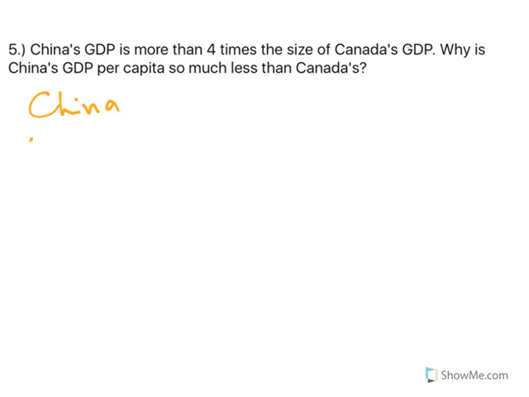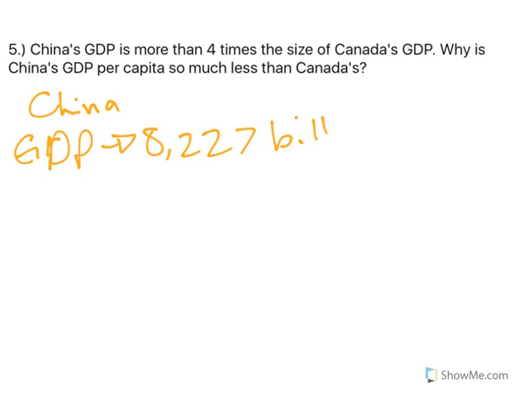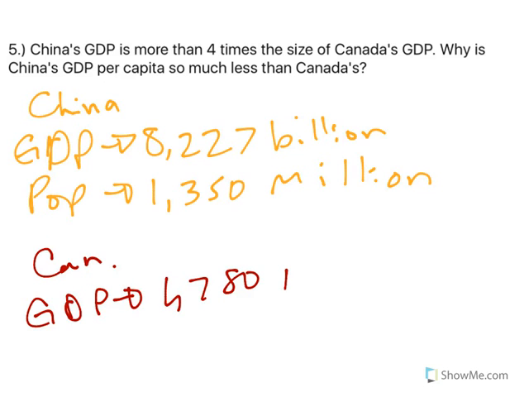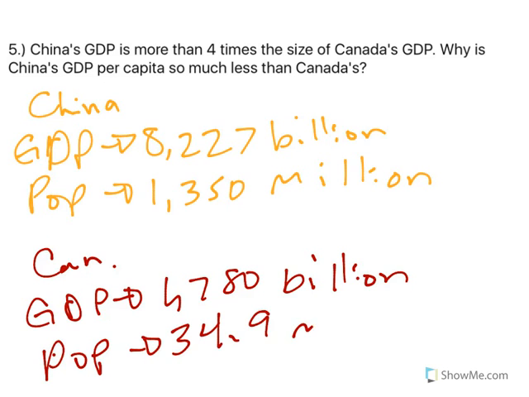If we look at China, their overall GDP is 8,227 billion, and their population is 1,350 million. Okay, then we talk about Canada. Canada has a GDP of 1,780 billion, so quite a bit smaller than China, but the population of Canada is only 34.9 million. So when you're talking about gross per capita, it is per person.